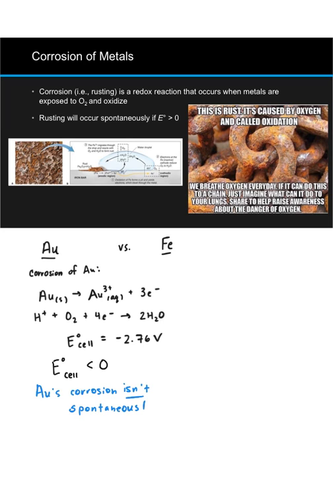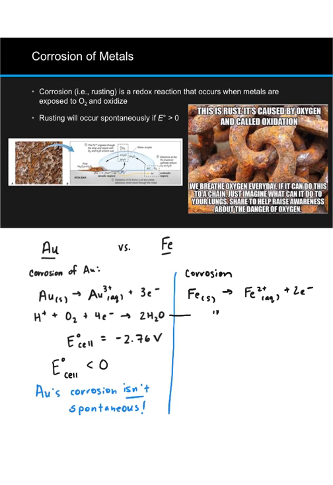We don't expect that over time gold will corrode. But let's contrast this with iron. Iron can oxidize. In the corrosion of iron, we expect Fe to become something like Fe2+ and generate electrons. In a reduction half reaction, we could expect something similar, so that this is just the same on the opposite side as it was for gold.